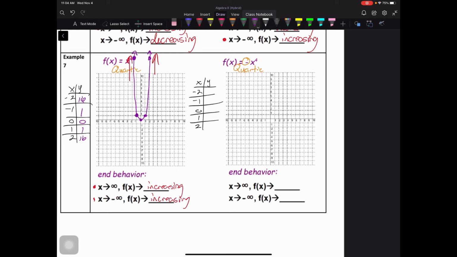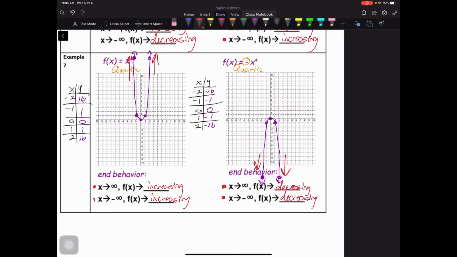So -2 to the 4th is 16, but the negative makes it -16. So now that puts us somewhere down here. This is going to be -1. 0, 0 doesn't change. That's also going to be -1 and -16. So just kind of flipped it upside down again. And there it is. So as my x values increase, my function is decreasing. And as the x values decrease, my function is still decreasing.